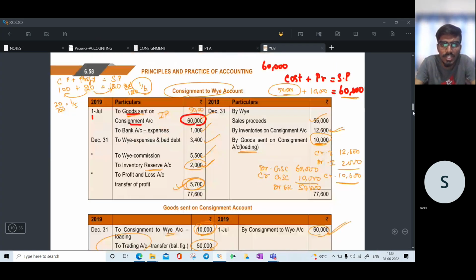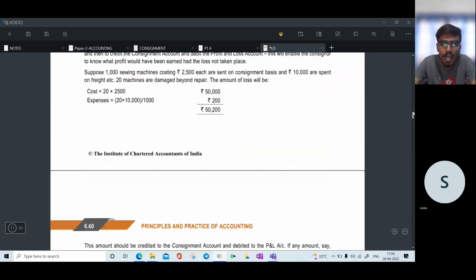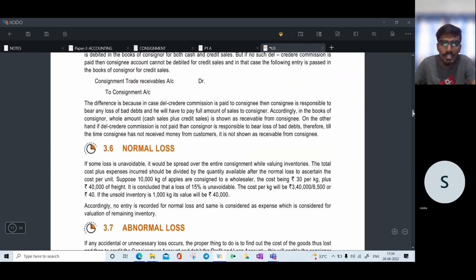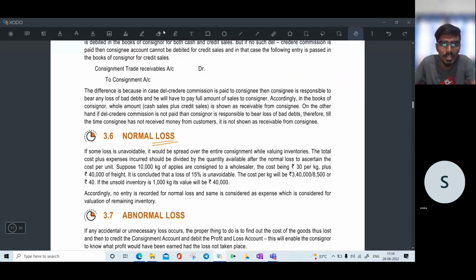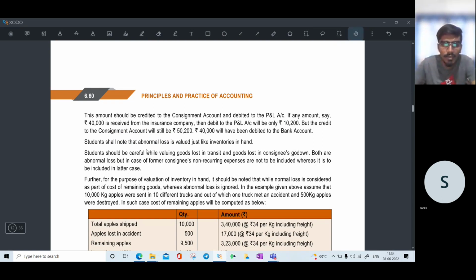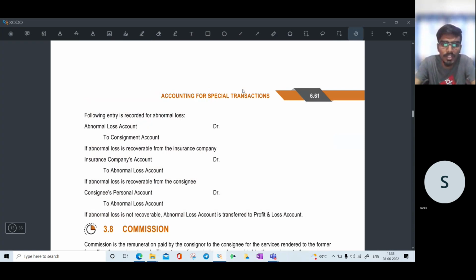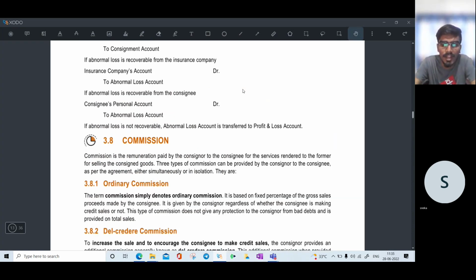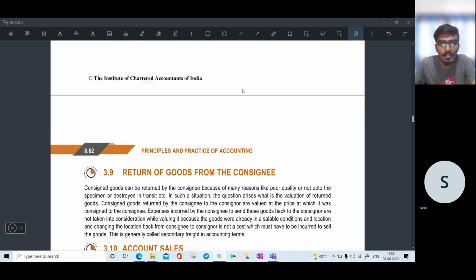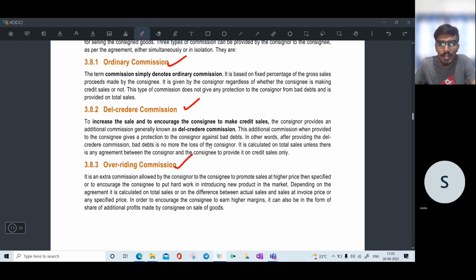Okay, this is our illustration number 2. Then we have normal loss and abnormal loss. You have already seen the concept about normal loss and abnormal loss, so you can go through the conceptual video also. I will explain the distinction between normal loss and abnormal loss. I will also say that in our main session we will speak about ordinary del credere and overriding commission. You can easily go through the conceptual video.